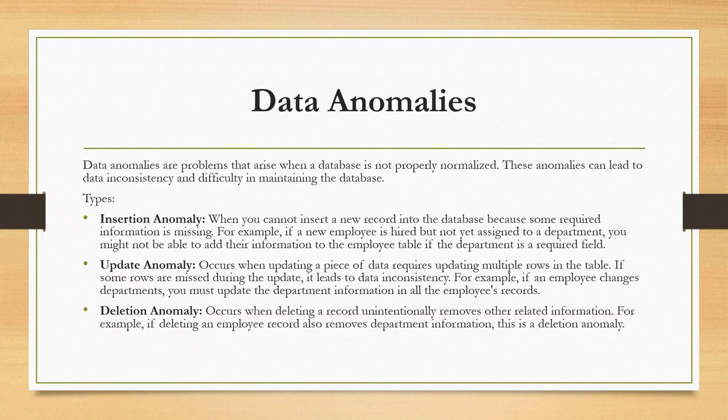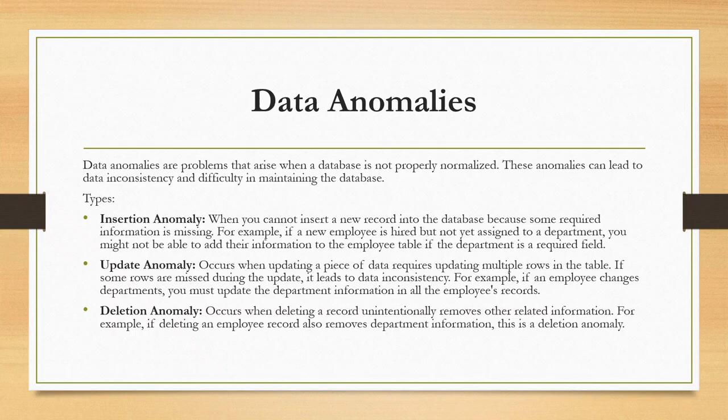Insertion anomaly occurs when you cannot insert a new record into the database because some required information is missing. For example, if a new employee is hired but not yet assigned to the department, you might not be able to add their information to the employee table if the department is a required field.